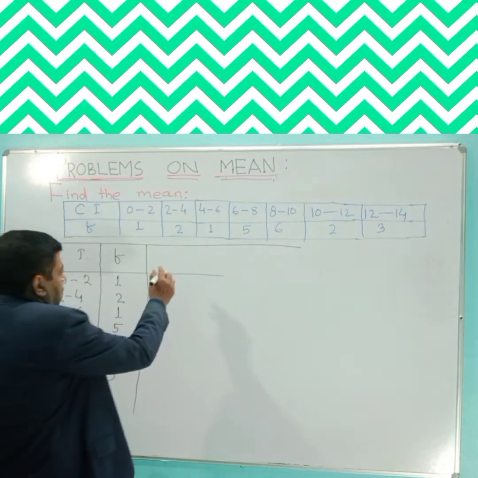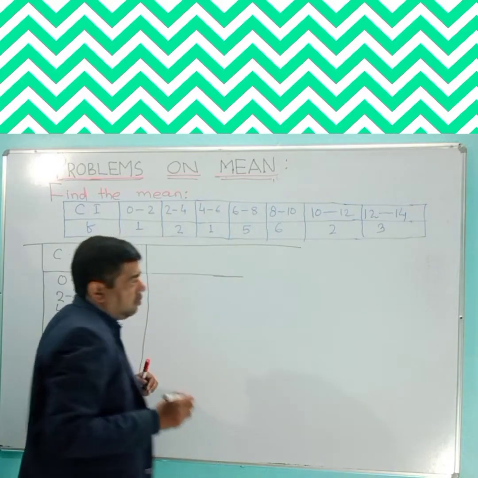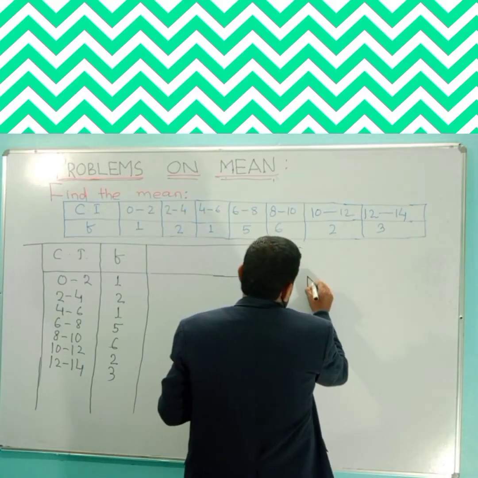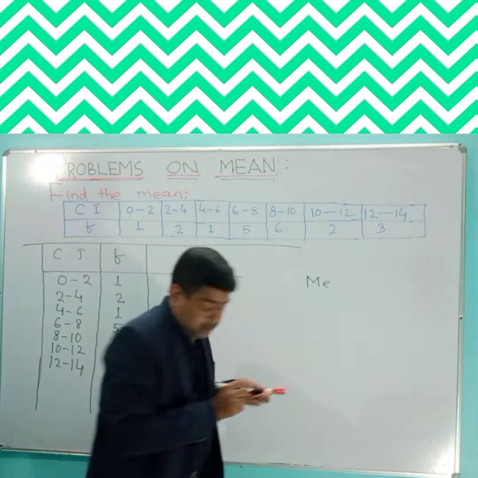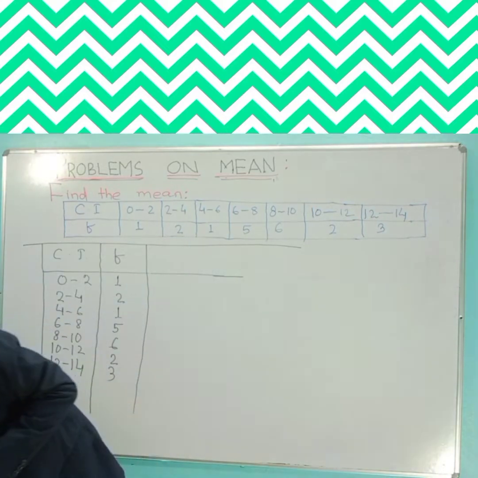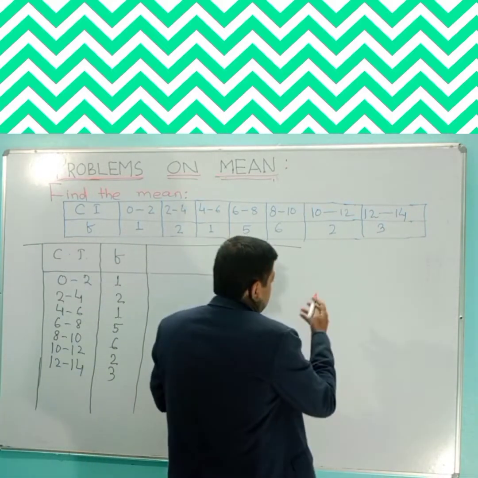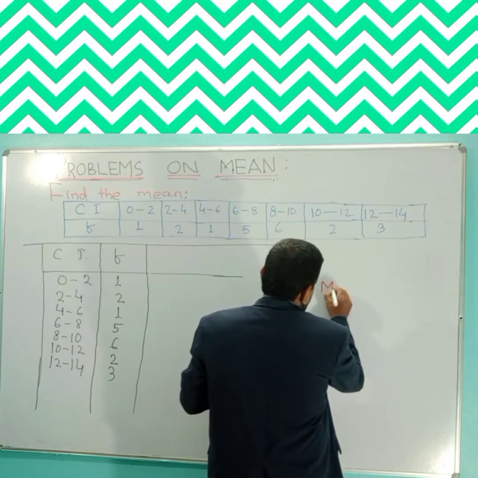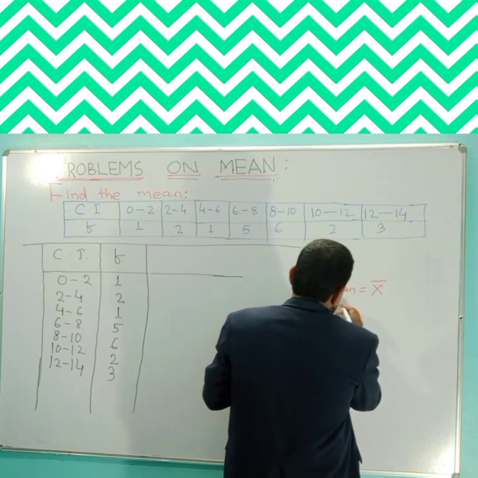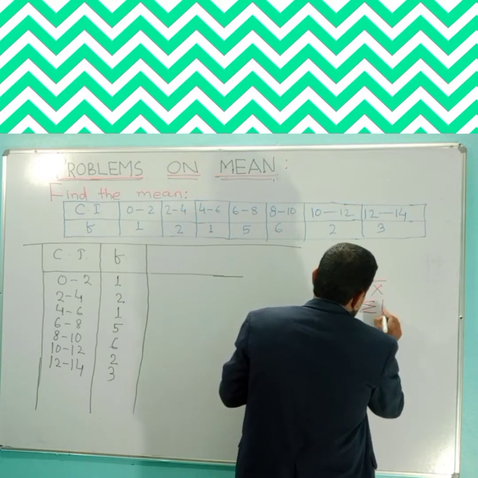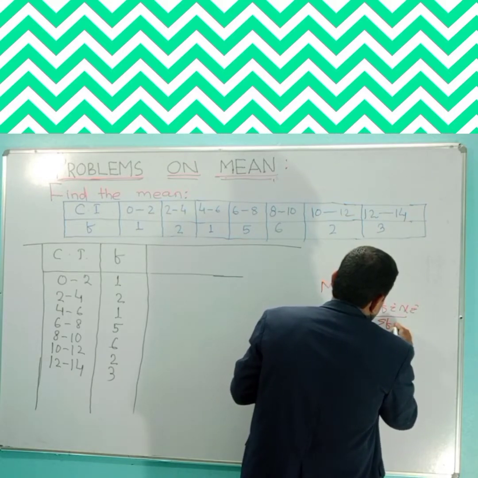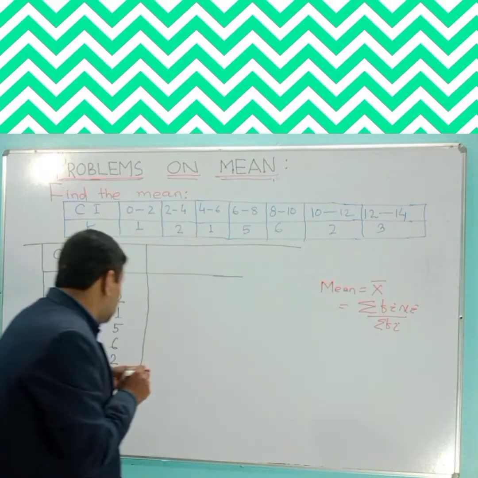Okay, so while you are finding the mean by the direct method, what is the formula? The mean is equal to what? What is the formula to find the mean by the direct method? Note it down here once again: the mean is the summation of fi xi divided by the summation of fi. Yes, this is the formula we have to use.